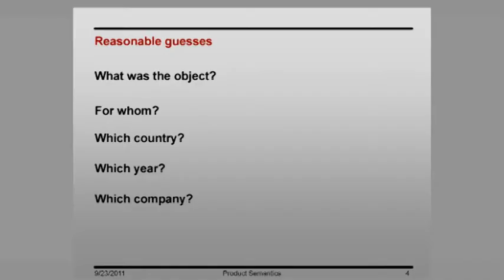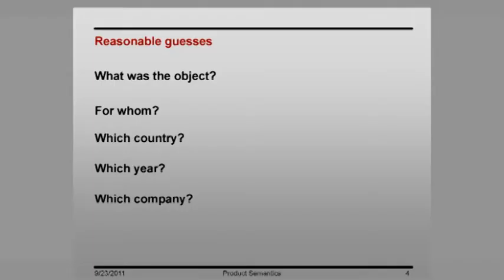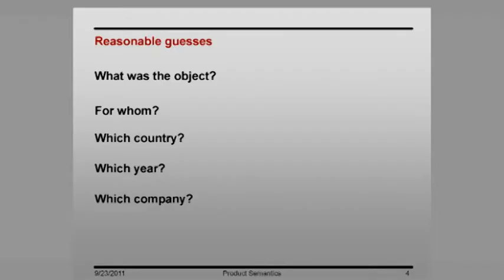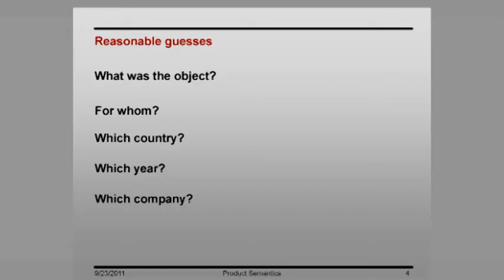What was the object? Handycam, right? For whom? For us means whom? Who are us? Which country would it have come from? Which year? 2007. Okay. You don't have to be precise, around that time, right? Which company could it be?